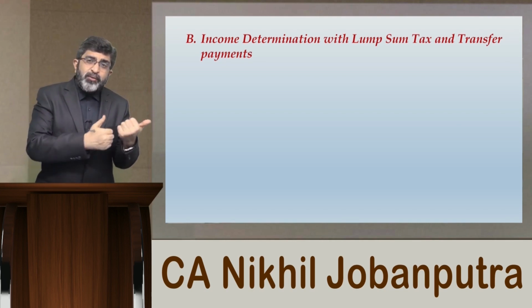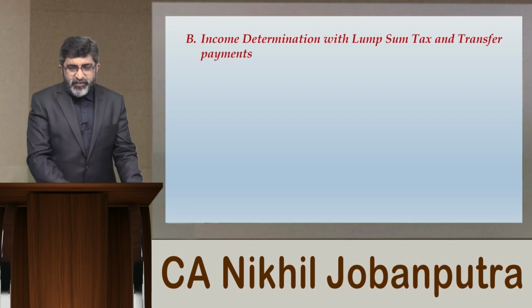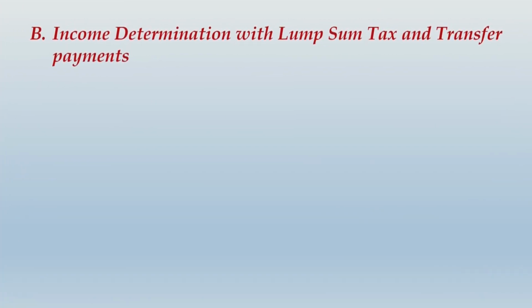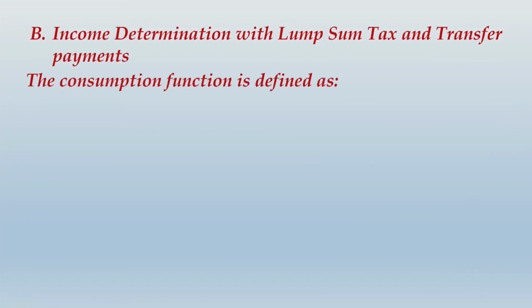Otherwise, if you have understood the first part, this part is extremely simple again. So let us just write up the notes about this. Over here you write the consumption function is defined as C equals A plus B into YD.